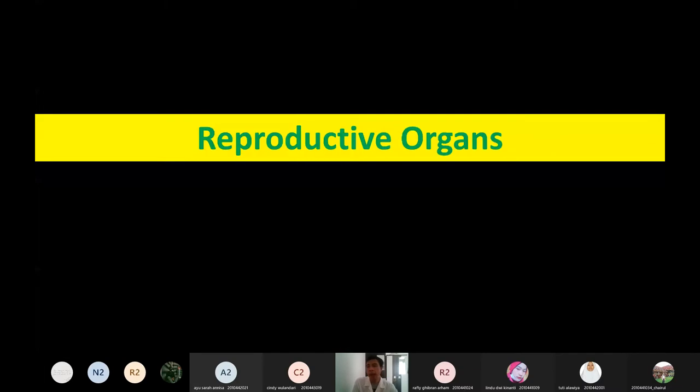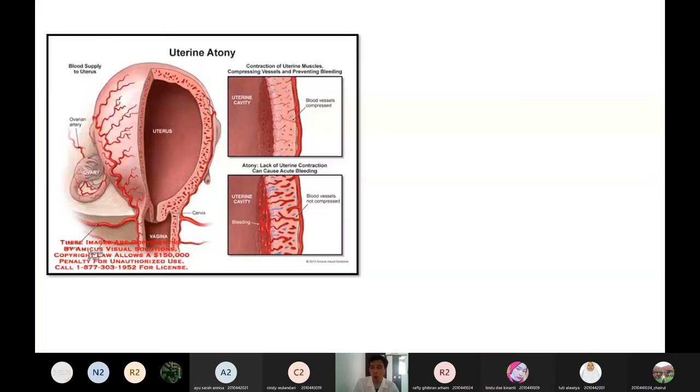Then the next topic is the reproductive organs. I just want to take up the particular design of the womb and also the amniotic sac. Why? Because it could inspire you as physicists to design a kind of machine or device mimicking this. So this is the uterus.